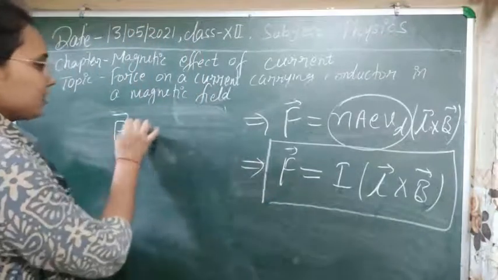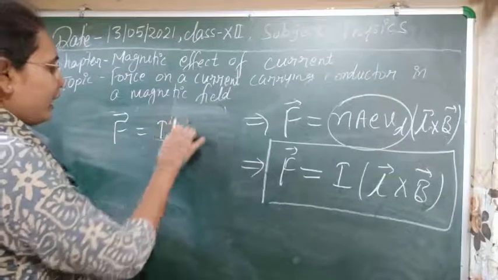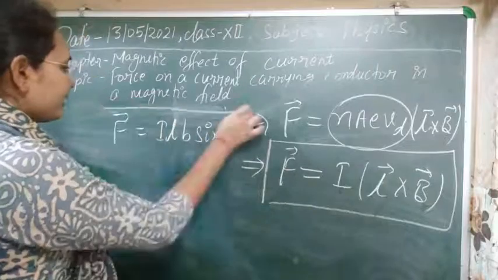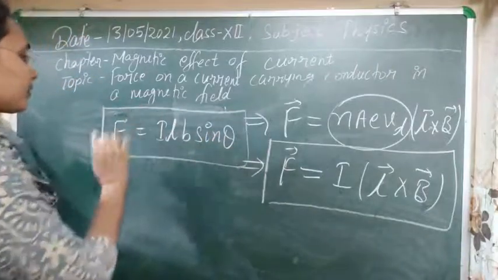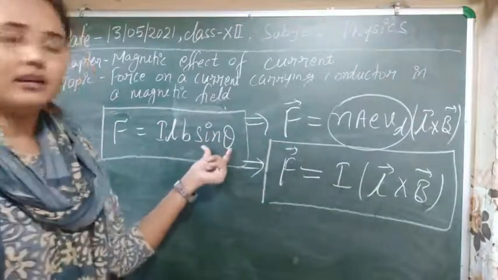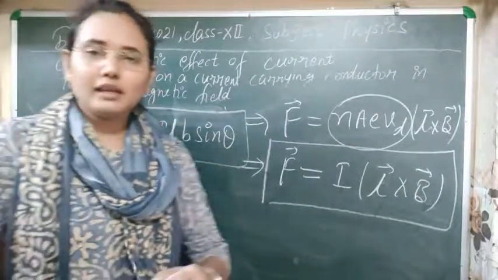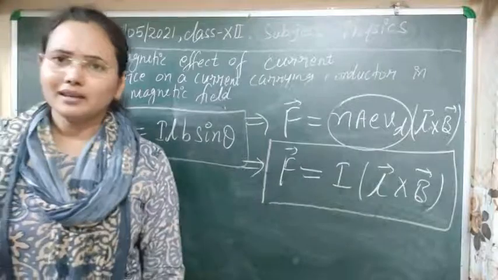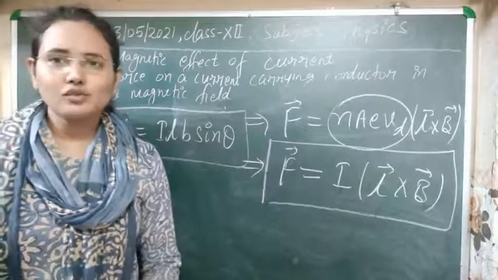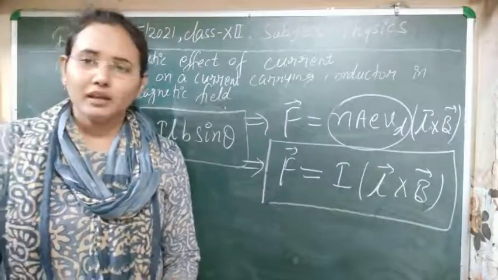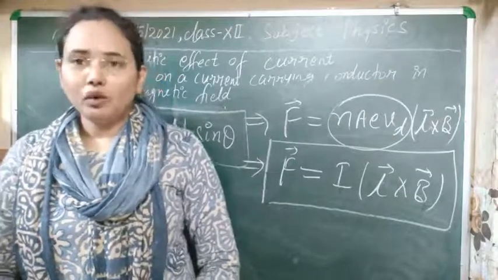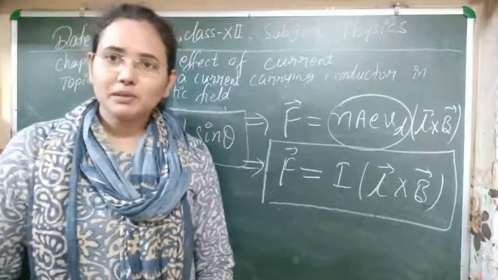If you expand this formula, then we get ILB sine theta, where theta is the angle between the current element and the magnetic field. Means suppose the current carrying conductor or current element is not always perpendicular to the magnetic field, and is at any arbitrary angle, then what is the value of the force that it experiences?